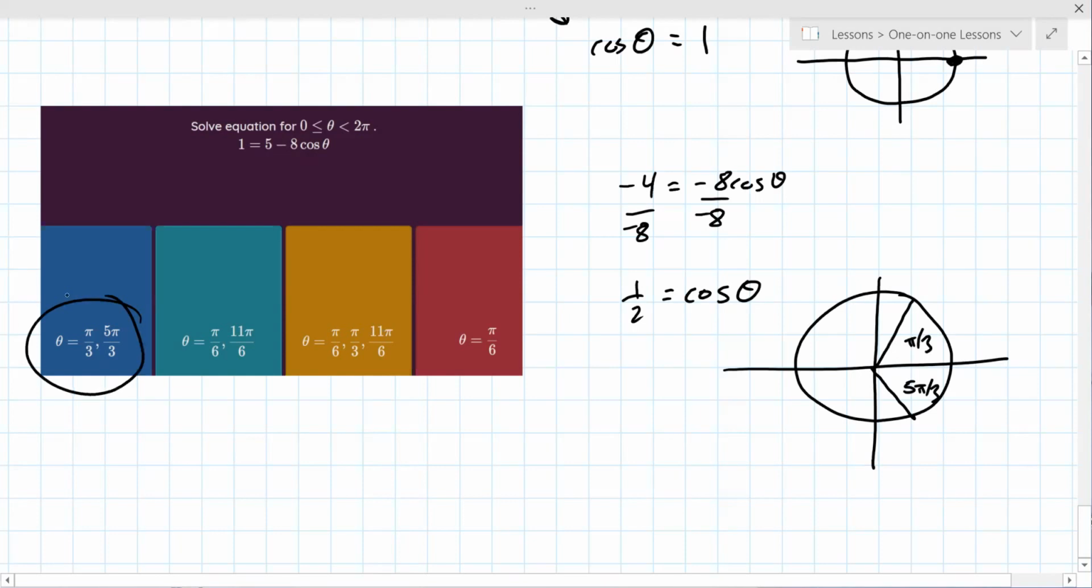If you want to check that, the x value is 1/2. Oh, okay.